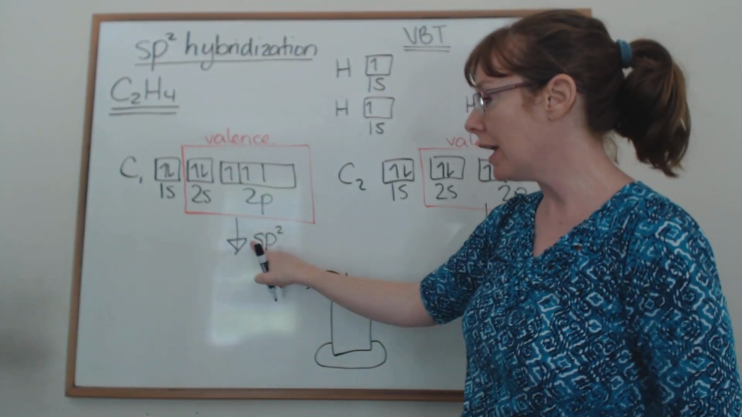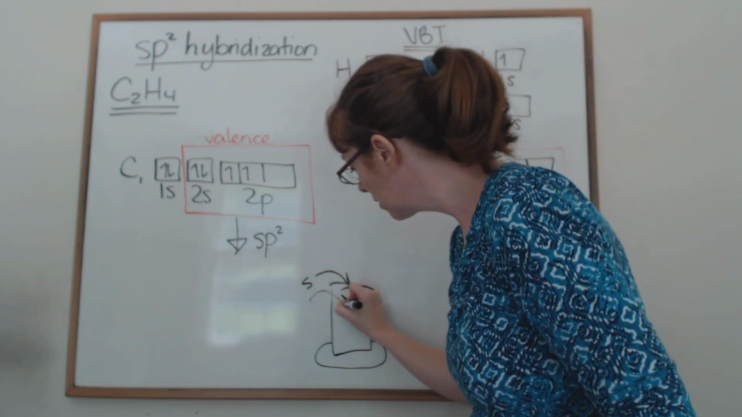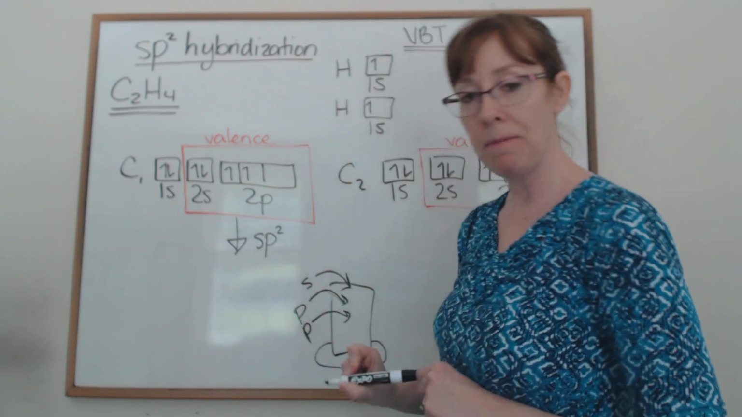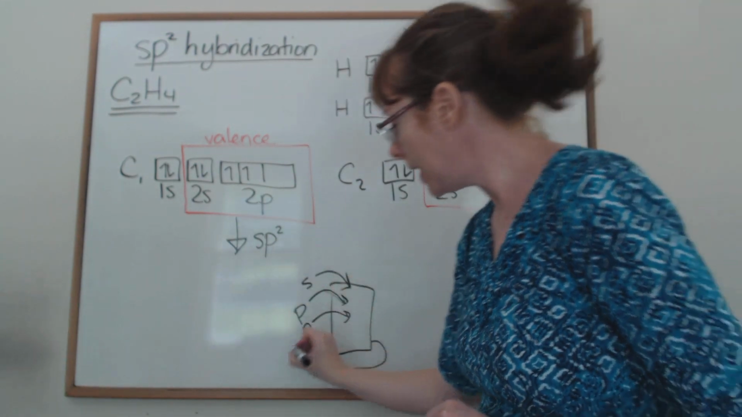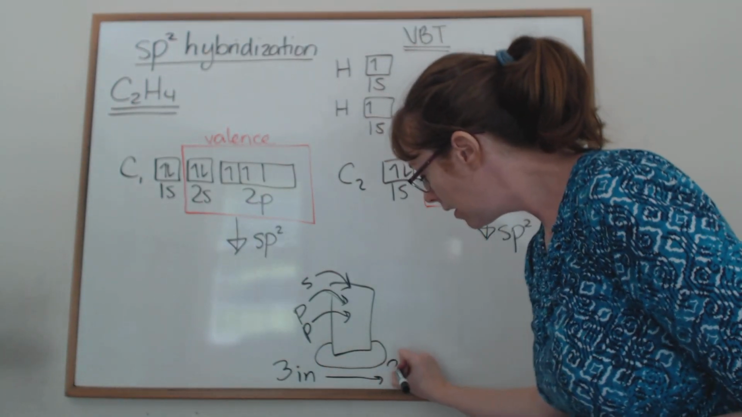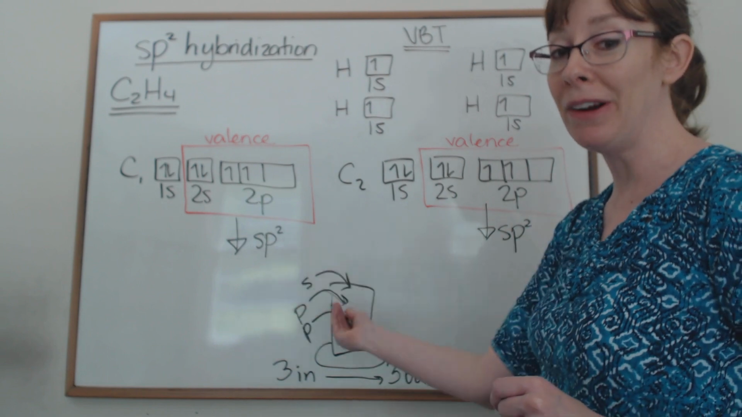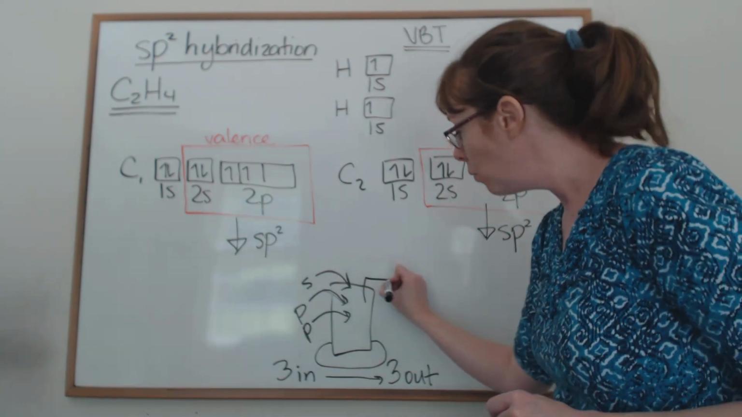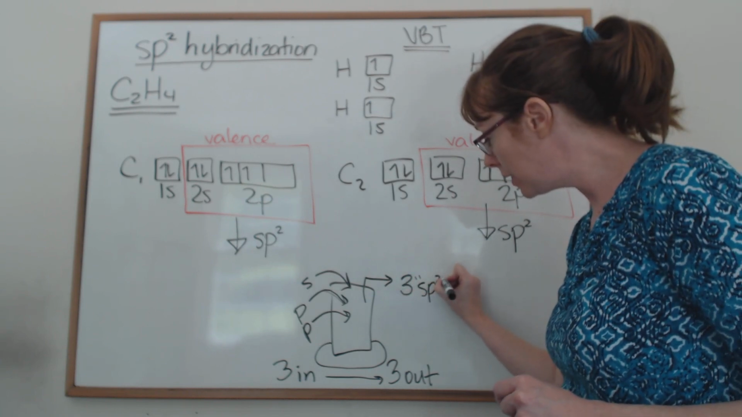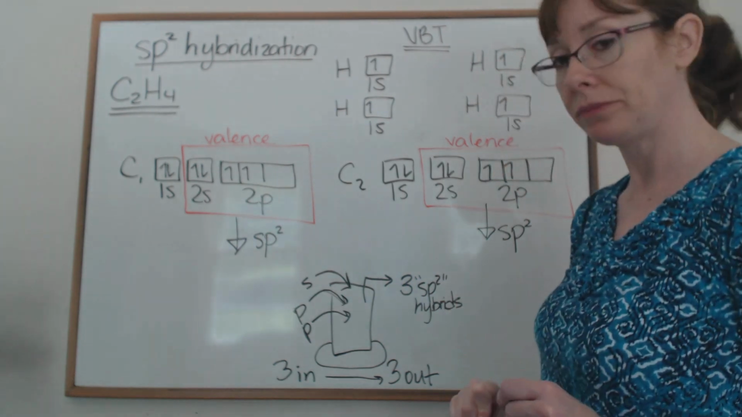sp2 means we're mixing together an s, and how many p's? This time, only 2 of them. Only 2 p's will get mixed together. Okay? Now, how many did I throw into the blender? 3. 3 in, 3 out. The blender will not invent or lose orbitals. You will get the same number that went in as come out. What comes out are 3 what are called sp2 hybrids, sp2 hybrid orbitals.